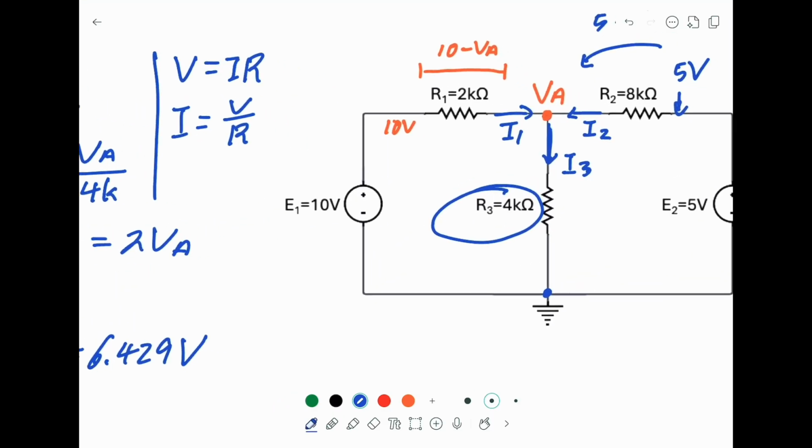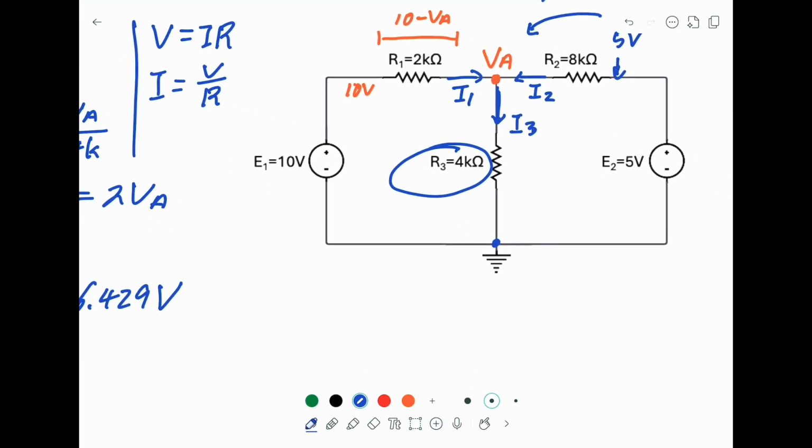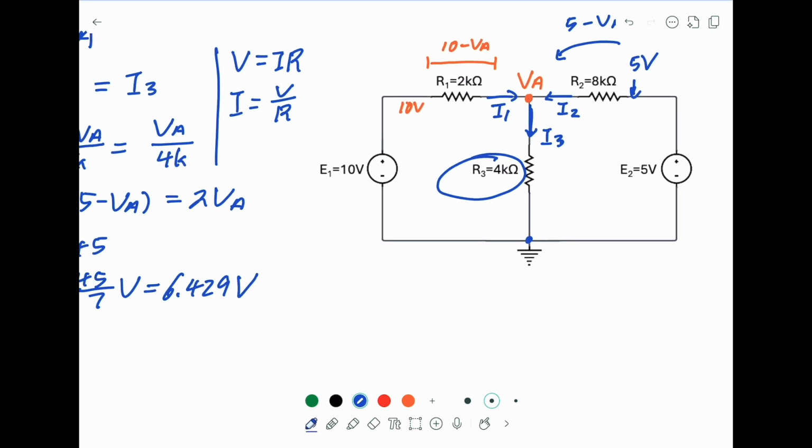And we can check or verify everything. So now VA is 6.429. So I1 will equal to (10 minus 6.429), beg your pardon, this is divided by 2K. So you will get 1.786 milliamp.